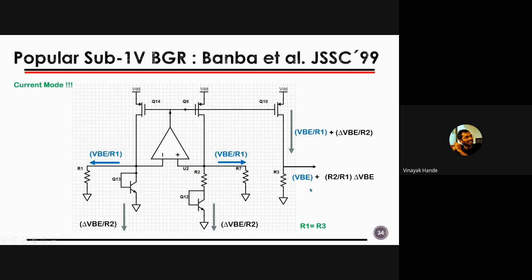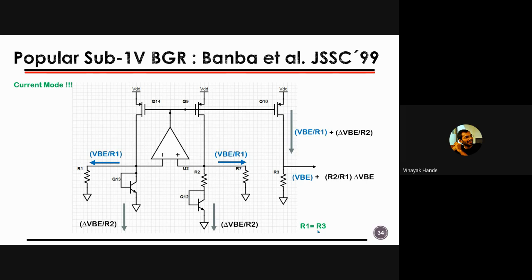Here actually VB also must be getting scaled by something. Yeah, R3 by R1, right? This VB is getting scaled by R3 by R1. I have selected R3 by R1 as 1. Okay, that mistake I made. Anyways, this is a current mode approach.